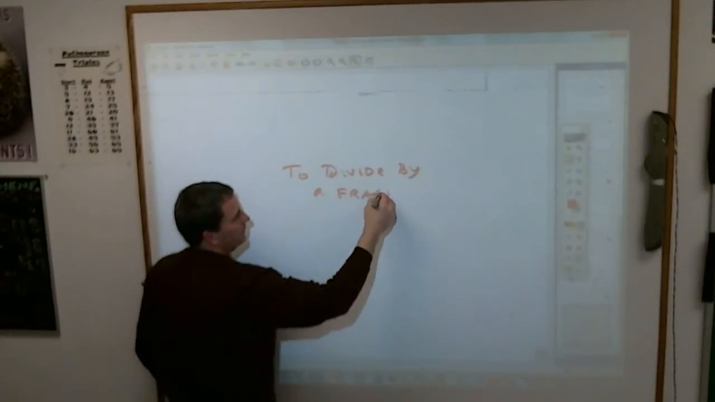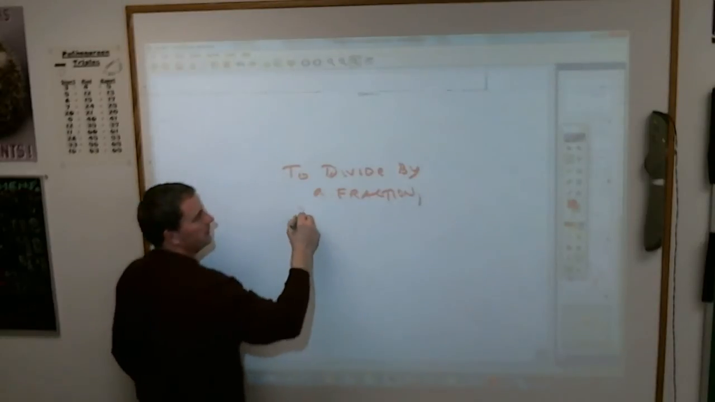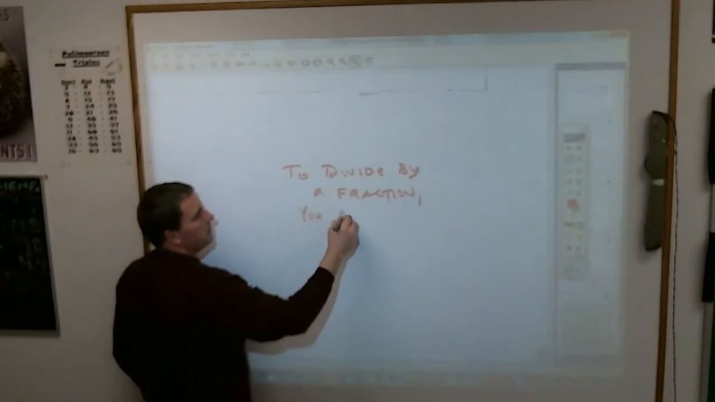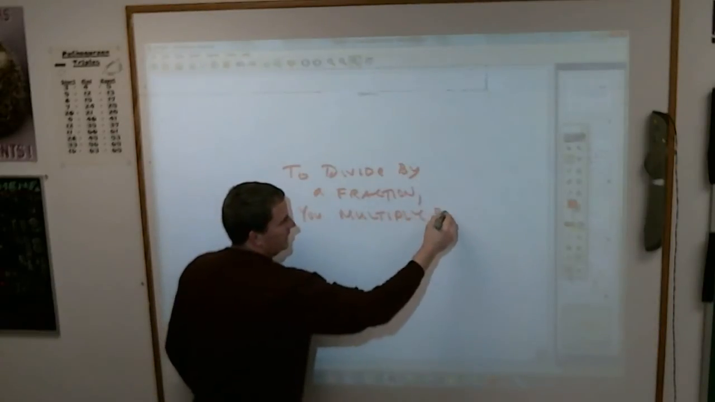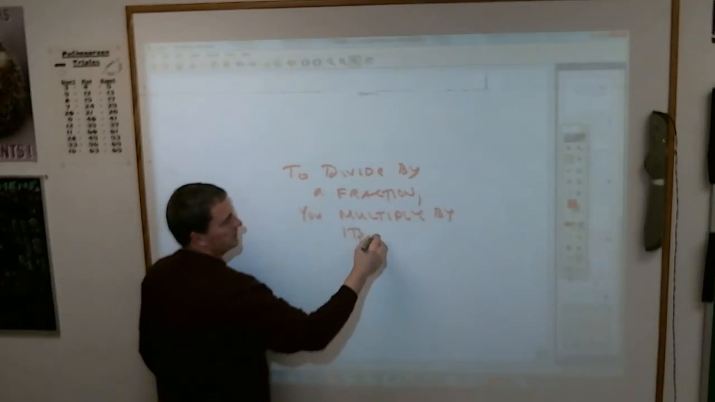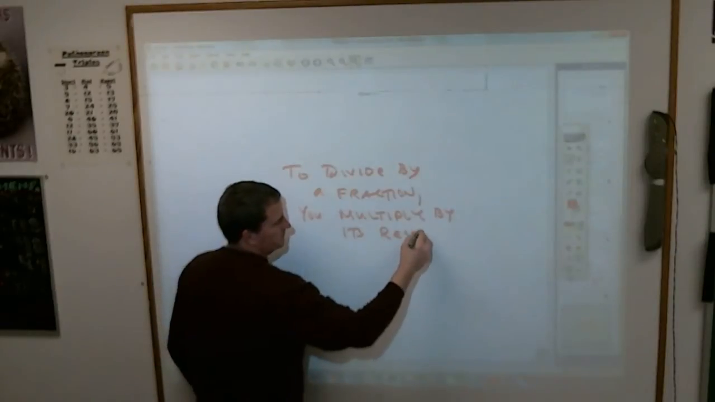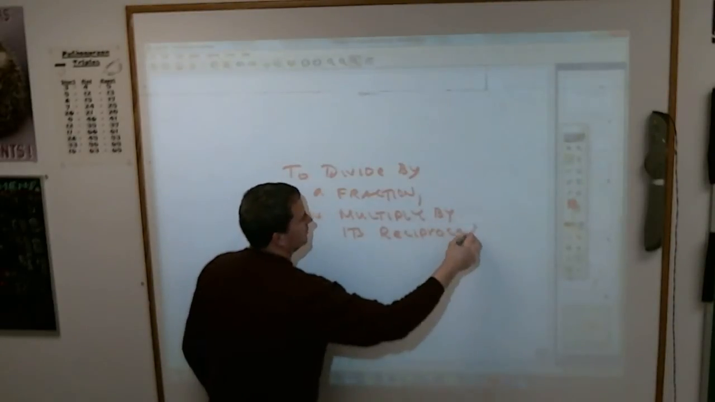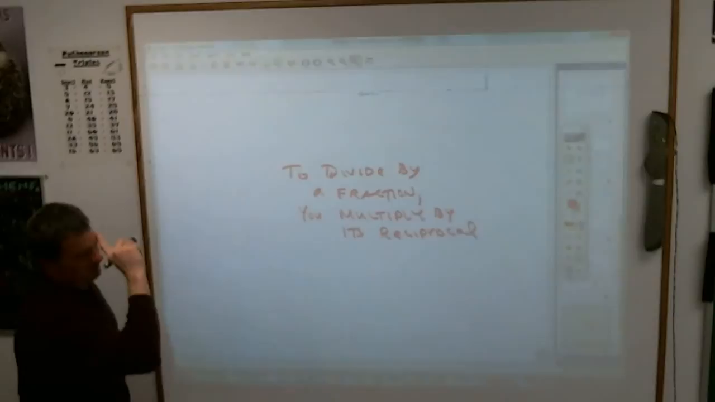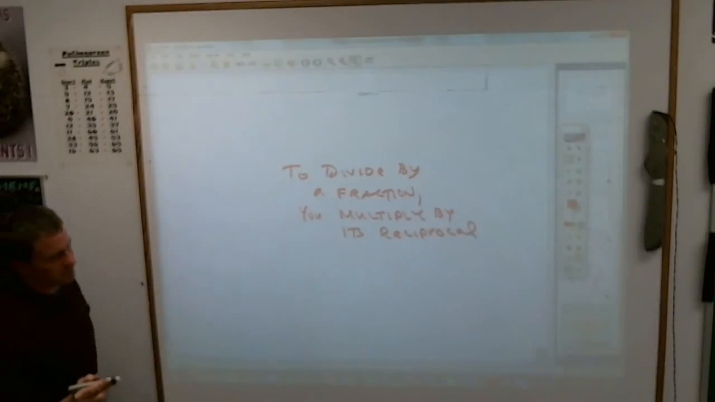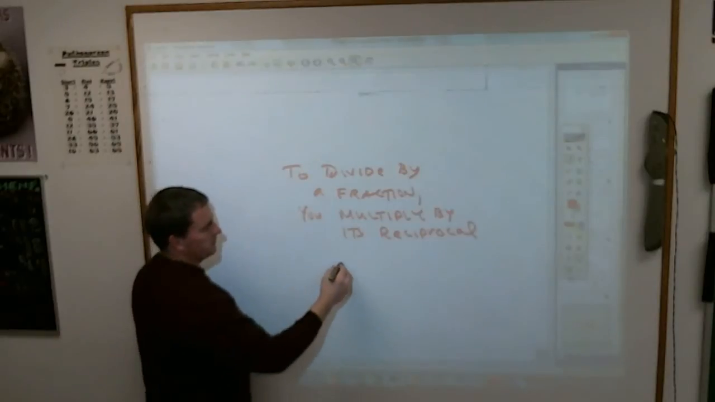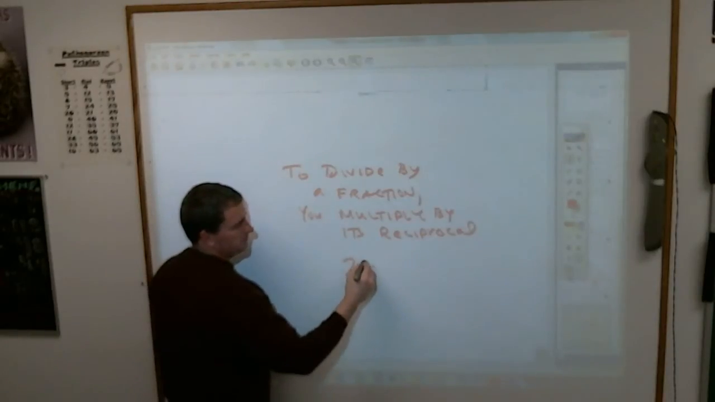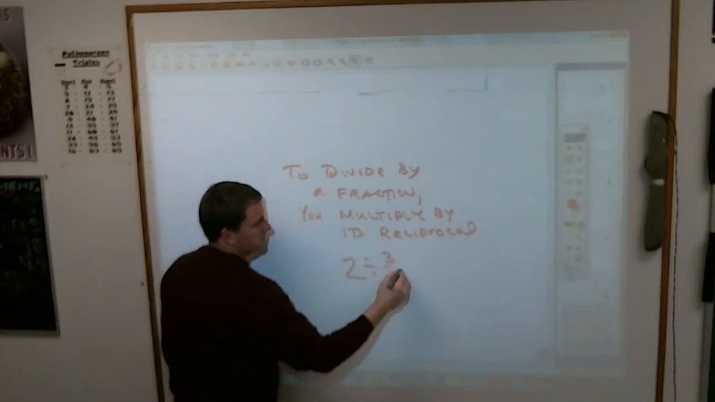To divide by a fraction, comma, you multiply by its reciprocal. And you need to have the words, and then you have to have the example there in just a second here. I'm going to go back to Kara's, which I believe was 2 divided by 3/8? Yeah. Okay.